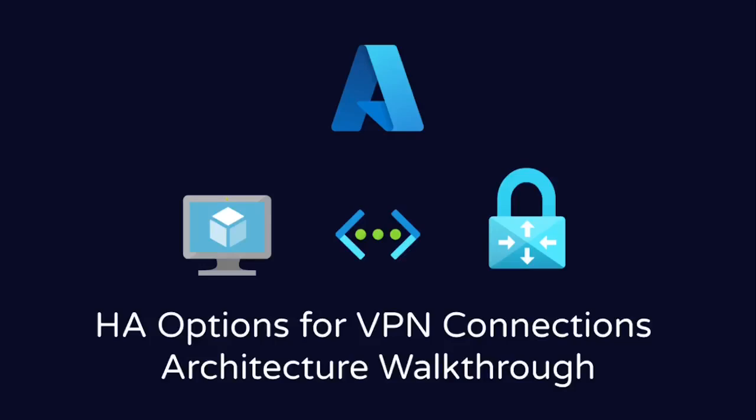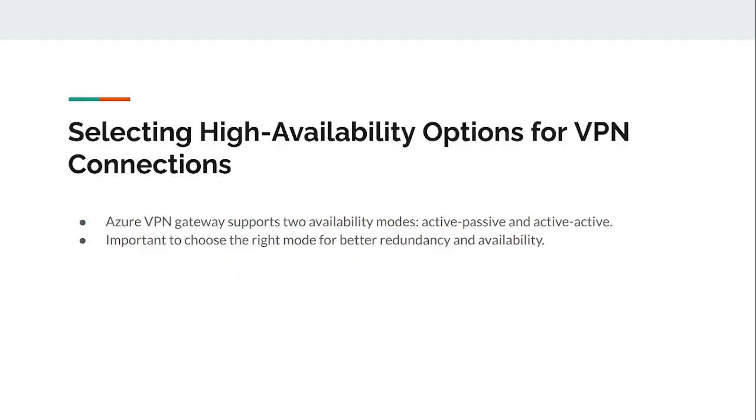Today we are going to deep dive into high availability options for VPN connections in Azure. As cloud architects and DevOps engineers, maintaining a stable and highly available network connection between on-premises resources and the cloud is a critical aspect of our work. In today's video, we'll break down two key VPN availability options: active passive mode and active active mode. These options play a vital role in ensuring consistent network connectivity, especially when you are working with critical workloads that require redundancy. Let's get into it.